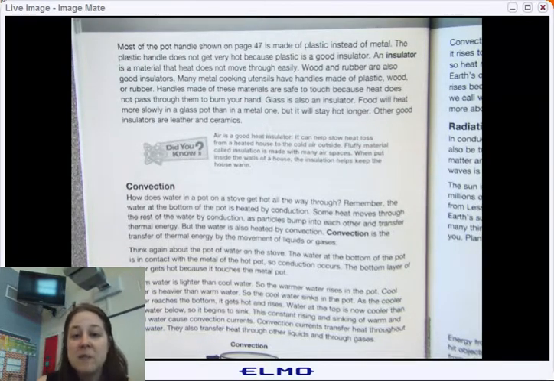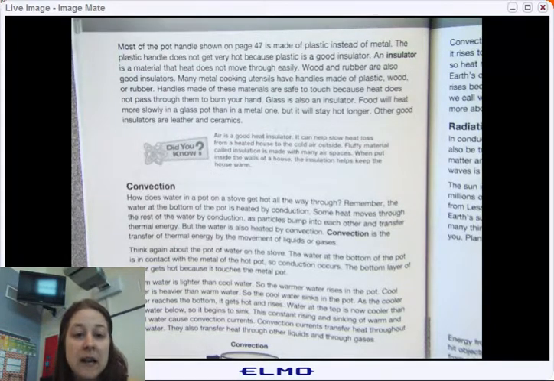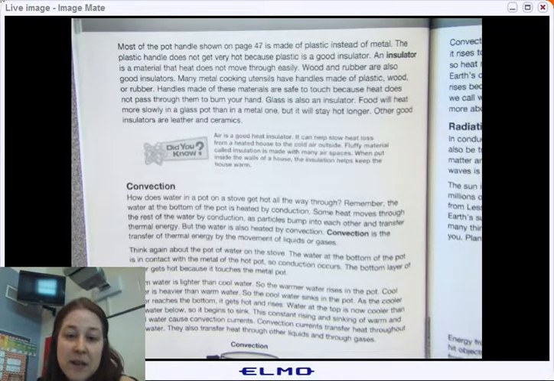These handles are made of these materials that are safe to touch because heat does not pass through them and burn your hand. Glass is also a good insulator. Food will heat more slowly in a glass pot than a metal one, but it will stay hot longer. Other good insulators are leather and ceramics.